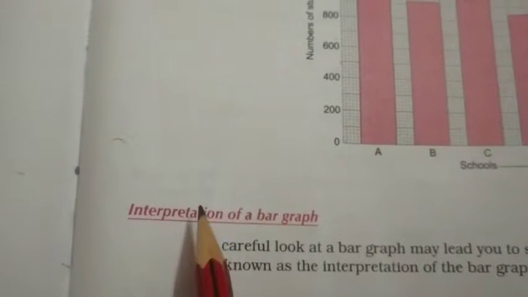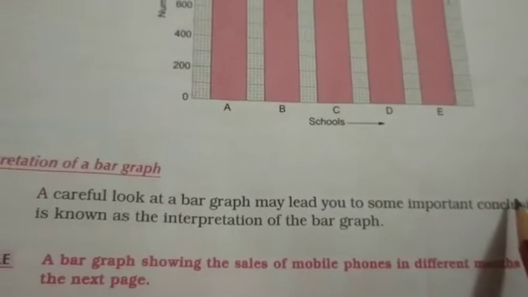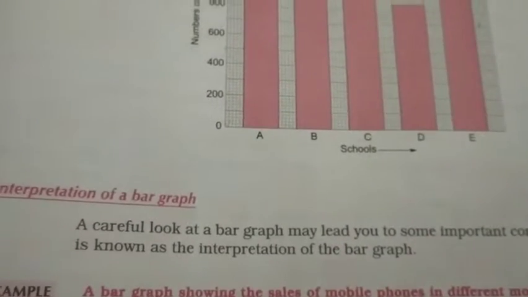Hello students. In the previous lecture we learnt how to make a bar graph on graph copy. Today we will learn how to interpret a given bar graph. Here a bar graph will be given, and by looking at it we can get some important results or conclusions. That is known as the interpretation of a bar graph.